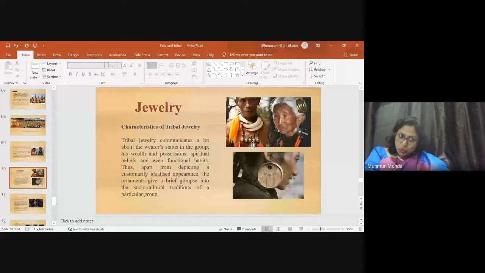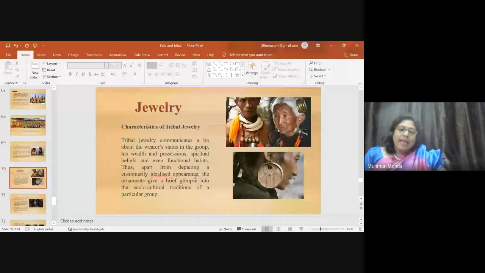Here you can see the circular design. This is also very much associated with their ancestors. So this tribal jewelry is a lot about the wearer's status in the group. The tribals who have very high status, their jewelry is something different. That is very expensive. They all are handmade. I will mention the clothes, the jewelry they are wearing, mostly they are handmade. And those people who have high financial status, they are wearing this kind of expensive jewelry.